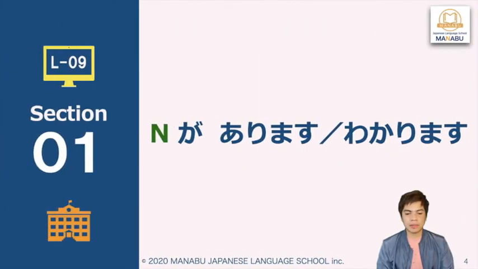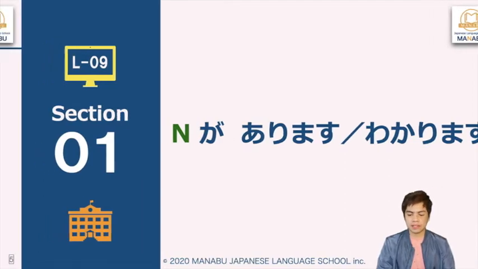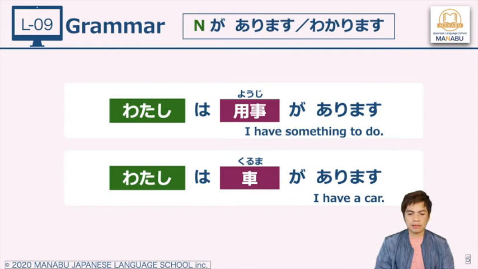So our first grammar point is noun ga arimasu and noun ga wakarimasu. The meaning of arimasu is to have and wakarimasu is to understand. Our first example is Watashi wa youji ga arimasu. Okay? So the particle ga is attached to the object of the verb arimasu. So arimasu means to have. Then I have something to do. Youji means something to do or errands. So youji ga arimasu, have something to do.